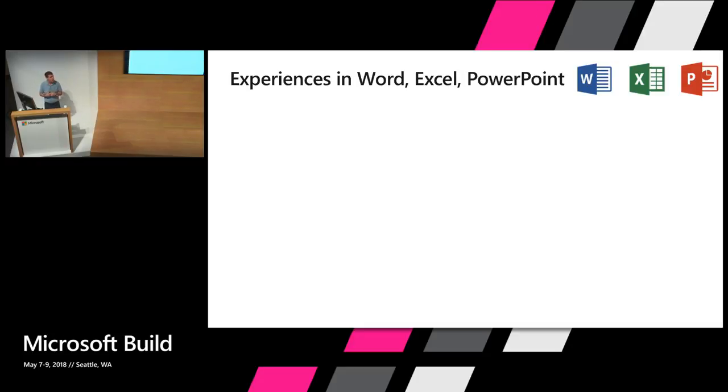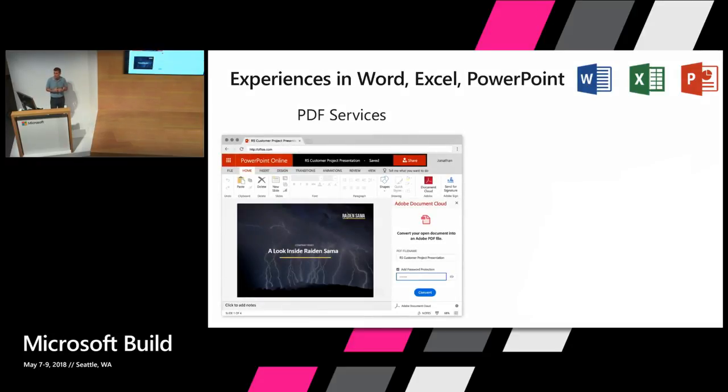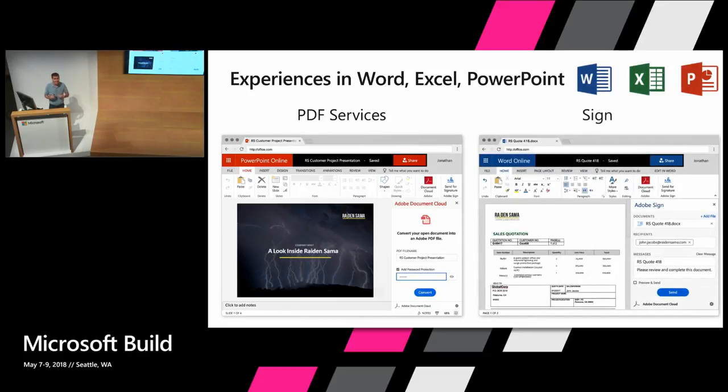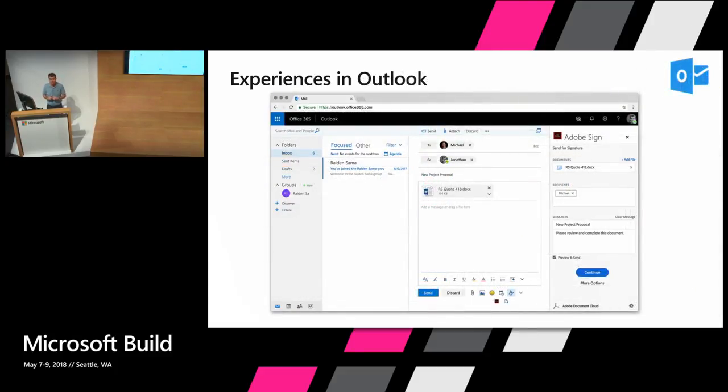We also, of course, offer experiences within Word, Excel, and PowerPoint. Whether you wish to start off and create secure PDFs, adding passwords to files directly from within Word, Excel, PowerPoint, or sending documents out for signature with Sign. You can go ahead, take an existing document within the productivity apps, and share it out for approval or signature. These end-user experiences span more than the productivity apps. They also include, of course, Outlook. From within Outlook, you can send a document out for signature, create a secure PDF, and get responses back.